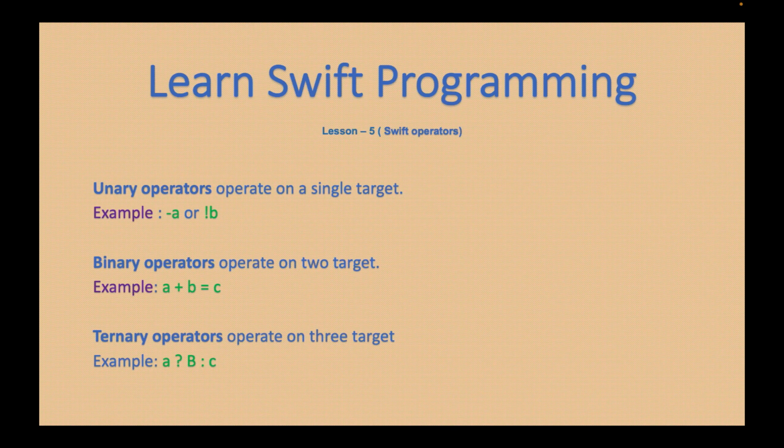Then the third one is ternary operator. We operate on three targets. If a is true, then go with b, otherwise c.